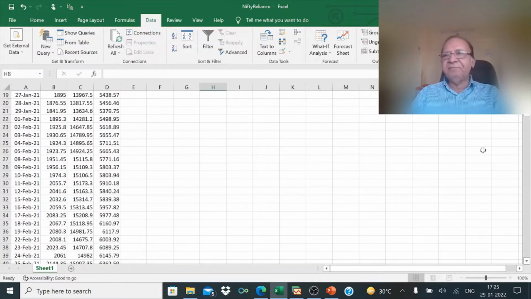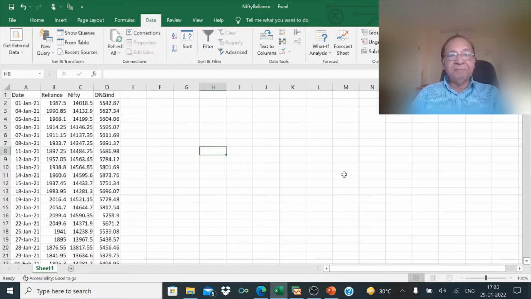Also the data for the Nifty index, Nifty50, for the same period, and also the index for oil and gas. Though Reliance is a multi-product company, we cannot link it with the oil and gas index only, but for the purpose of this session, I have used the data for oil and gas. Now let us see how we can upload the data on EViews and how we can work on this.